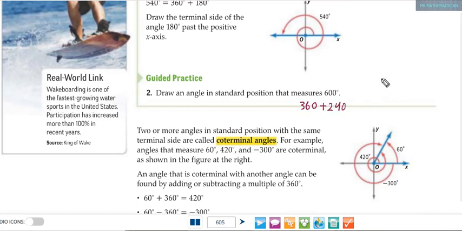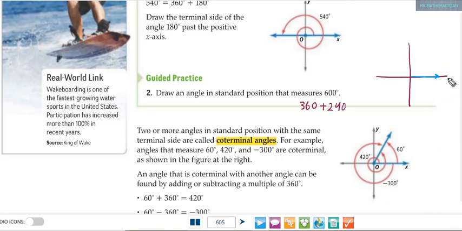Now how can we draw? Draw the x-axis, draw the y-axis, draw the initial side. You know that the initial side is always on the positive direction of x-axis. Now you need to show me that it makes a full rotation, and in addition 240 degrees. Let me show you how you can express this.